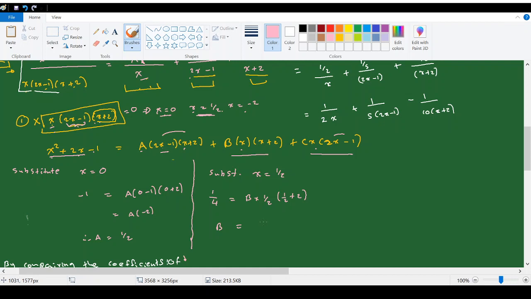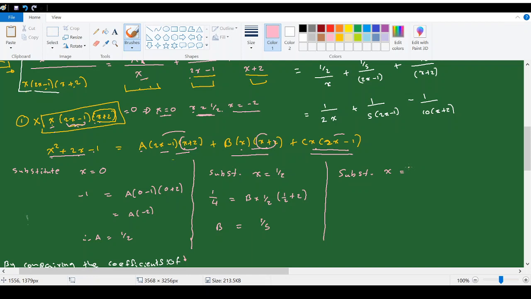Okay, so by solving this one, you will get b is equal to the previous answer that we got, which is 1 over 5. And similarly, by substituting the other root, which is x equals negative 2, you can see this term will vanish and this term will vanish because of the x plus 2 term, and you will have only this one. So from that you can find out the value of c.